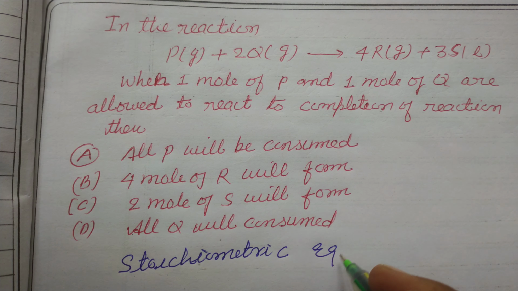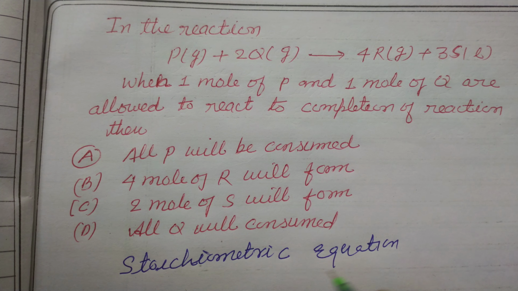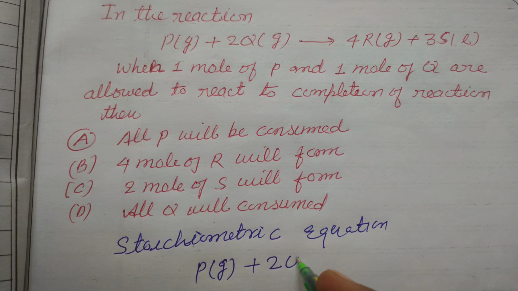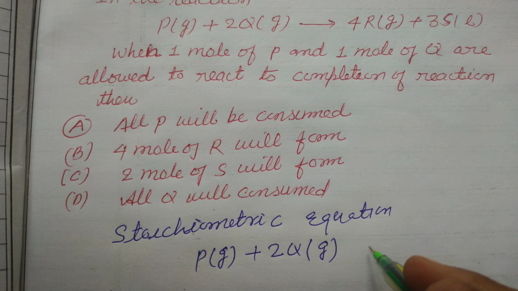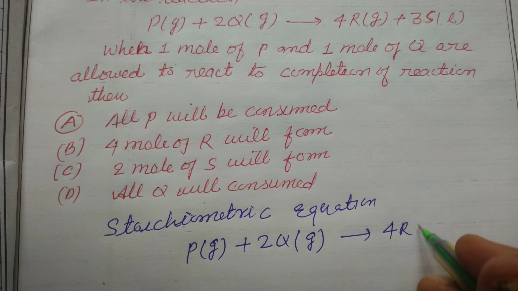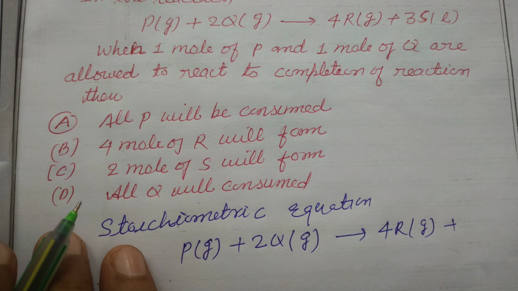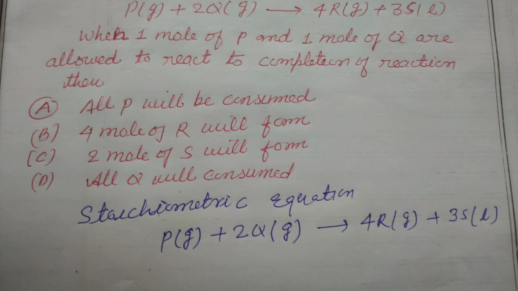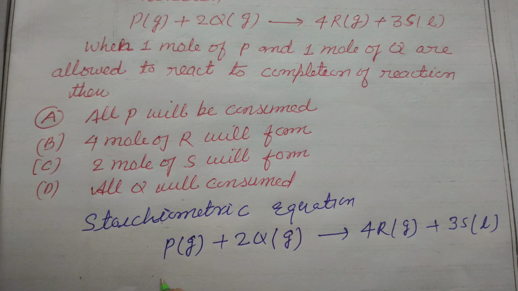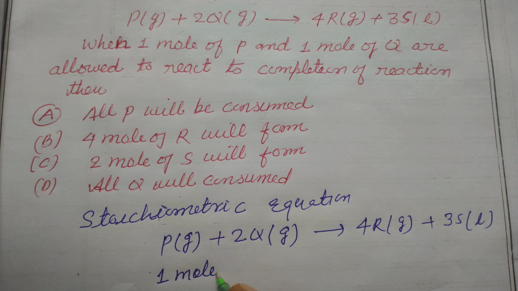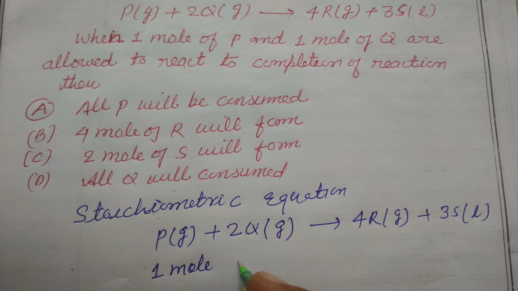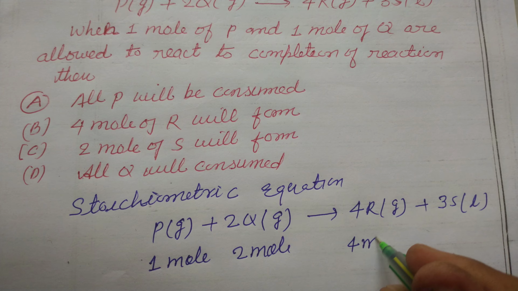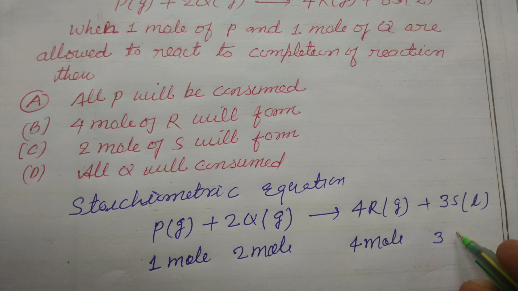Stoichiometric equation of the reaction: P is in gaseous form, 2Q also in gaseous form, 4R in gaseous form, plus here 3S in liquid form. So here 1 mole of P is used, then 2 moles of Q are required, and 4 mole of R formed, 3 mole of S formed.